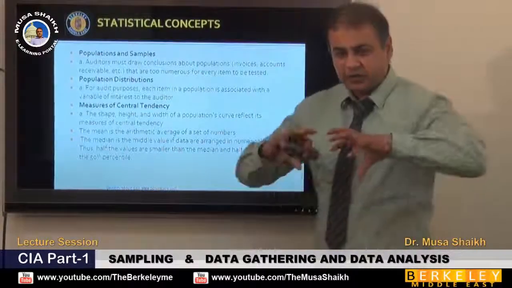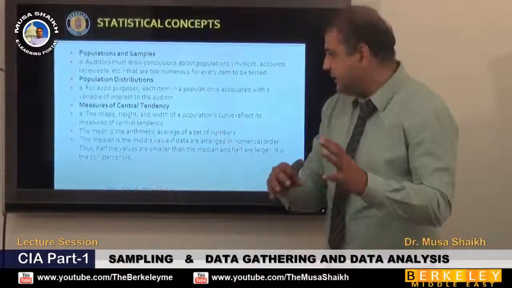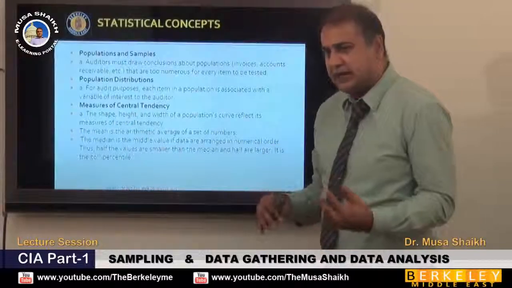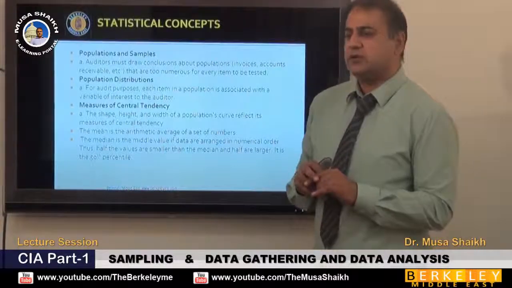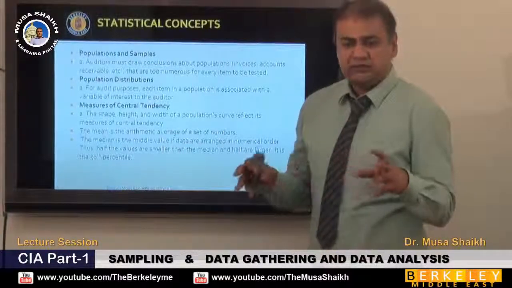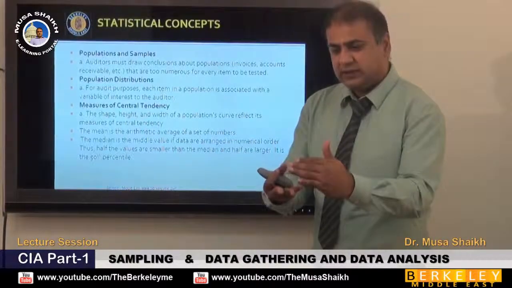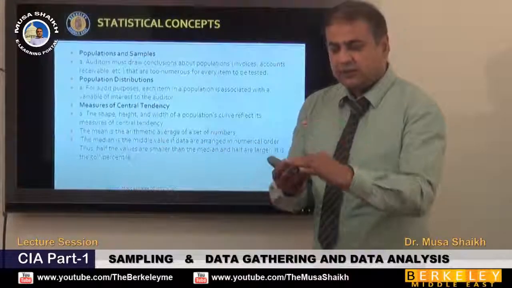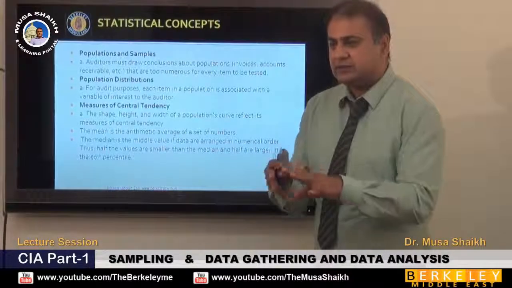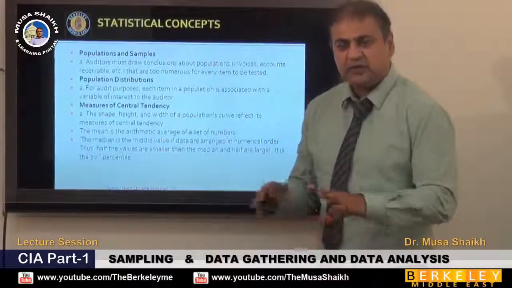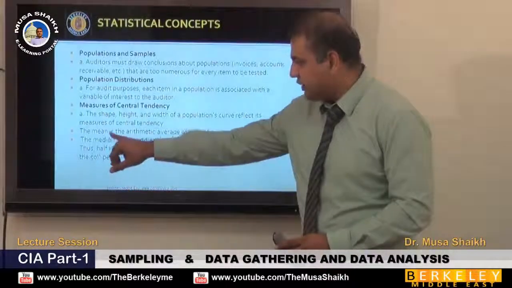The shape, height and width of the population curve means how the data is laid out in height and width. In stats language it's okay, but in auditing language you should see what the height means, and shape means whether the data is properly organized, what the density of information is, how complex it is, and how it is spread over different records. So we have to calculate the mean.